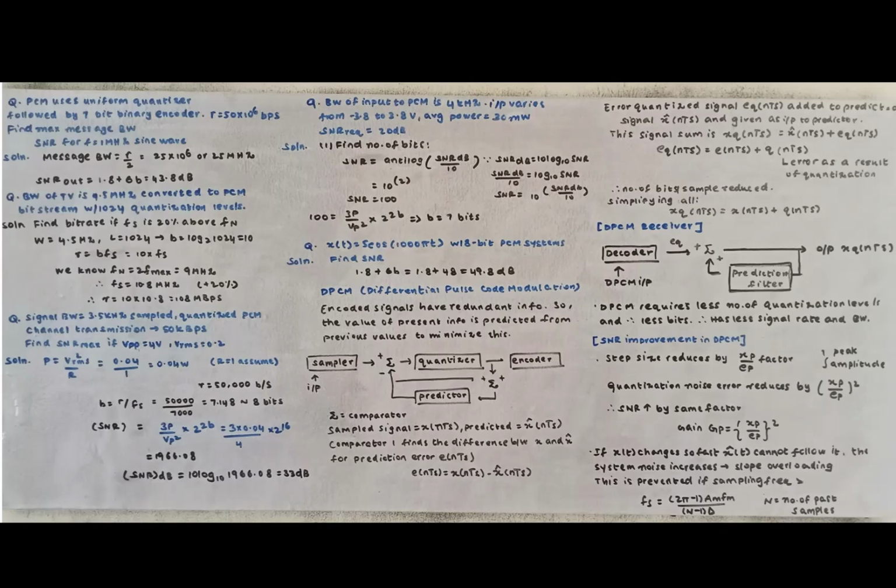The final two questions are just as straightforward. So here the reverse is asked. The bandwidth of input to PCM is 4 kilohertz.